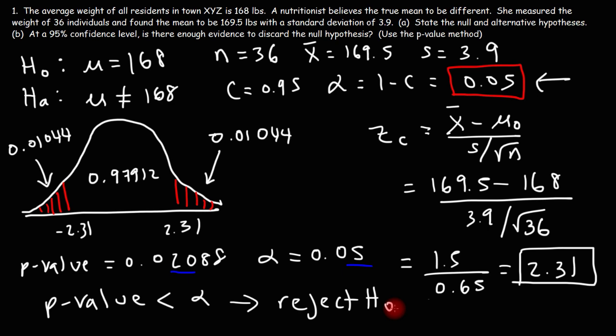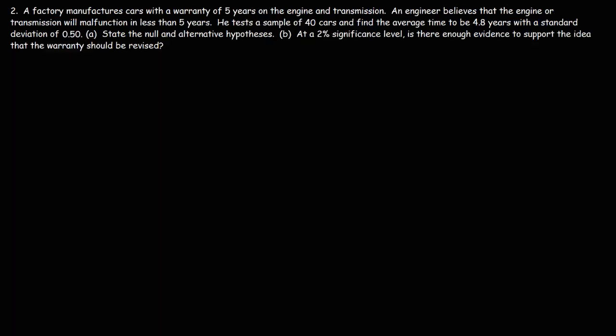So we could say that with a 95% level of confidence, we cannot accept the null hypothesis that the average weight of all residents in town XYZ is 168 pounds. So with 95% confidence, we believe that there is enough evidence to discard the null hypothesis. Now let's work on number 2.